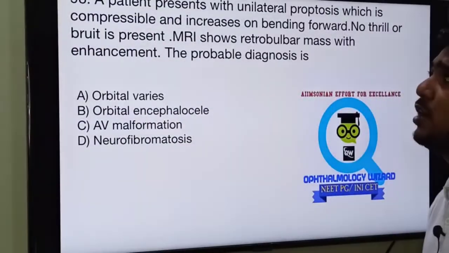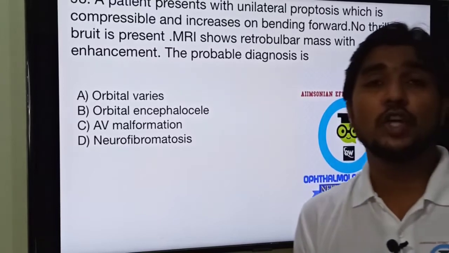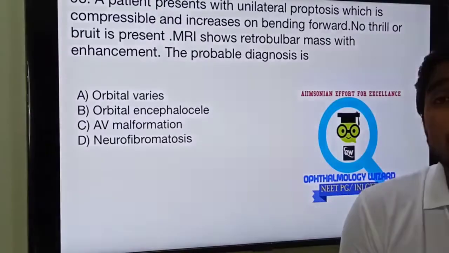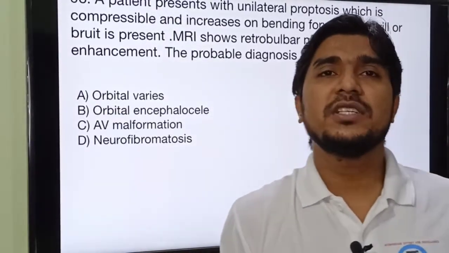A patient presents with unilateral proptosis. Remember, what is the most common cause of unilateral proptosis in an adult? Thyroid ophthalmopathy. What is the most common cause of bilateral proptosis in an adult?